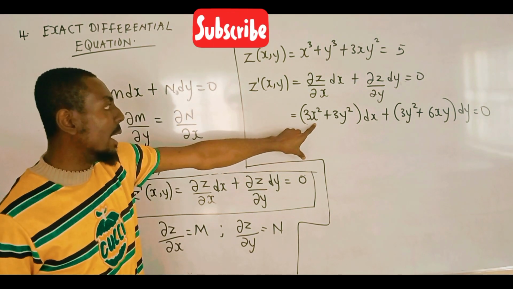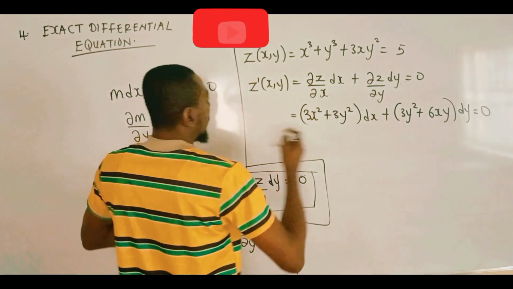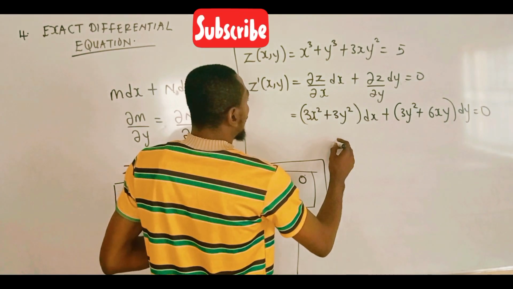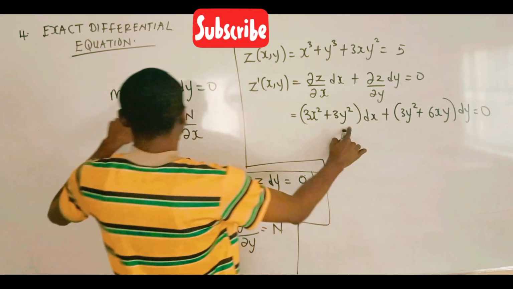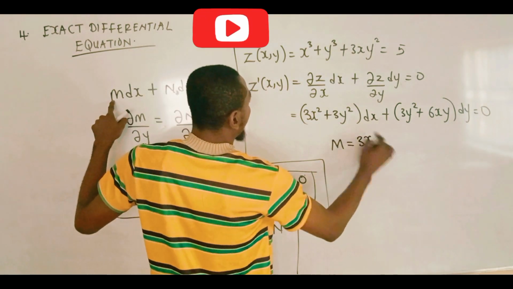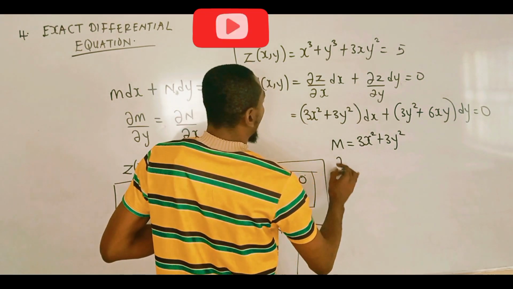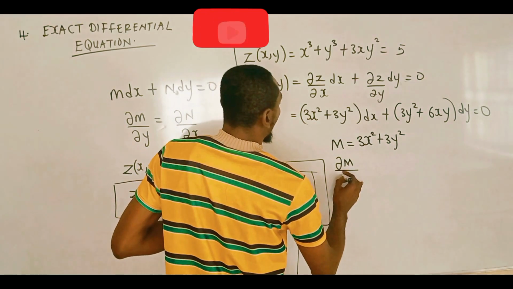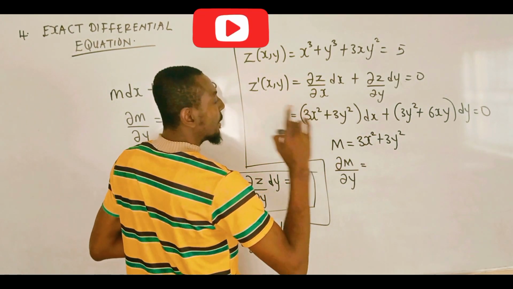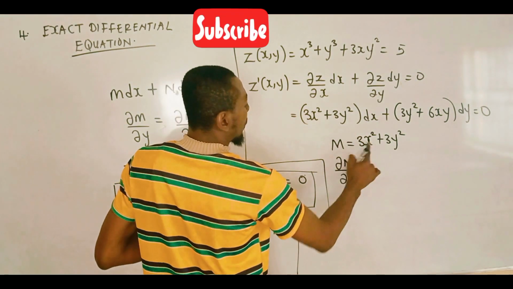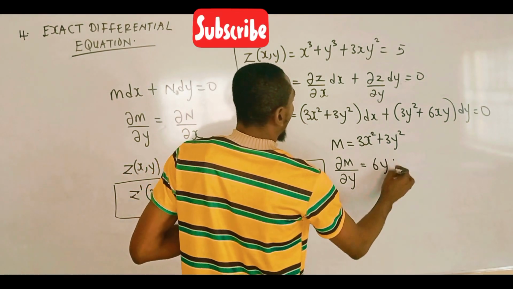So we're going to differentiate this with respect to y. Remember, when you have the x here, definitely we're going to have m equal to this. That's comparing with this now. We want to check whether this particular equation I generated is exact. So for the partial differentiation of m with respect to y, we go with respect to y, with x constant. Differentiating 3x squared is 0. Then differentiating 3y squared will give us 6y.